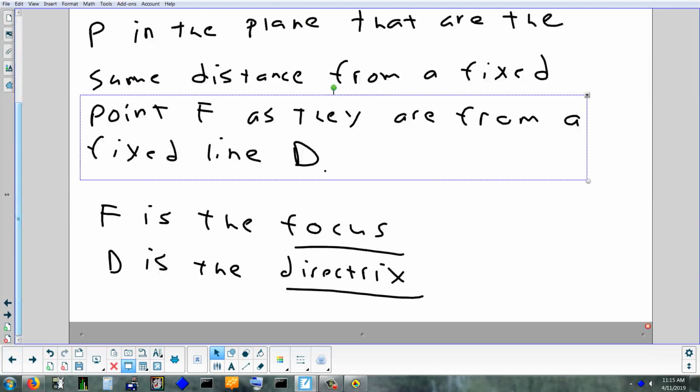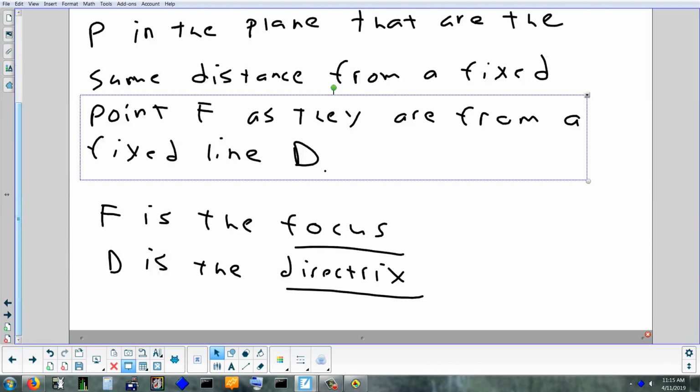So the reason I named that F and D is because that point F is actually called the focus of the parabola, and D is called the directrix. So, where could you actually see a parabola used?